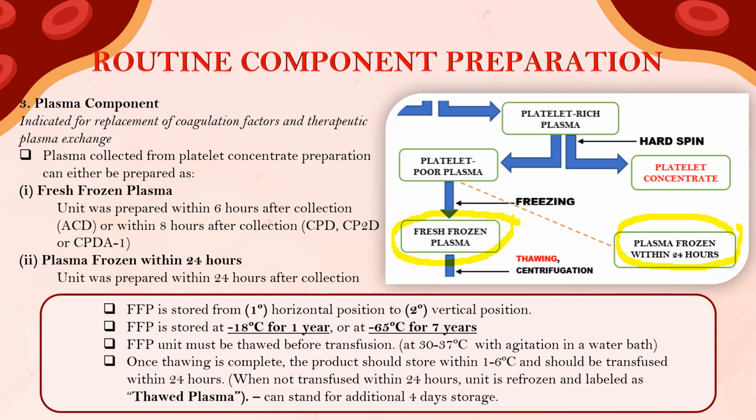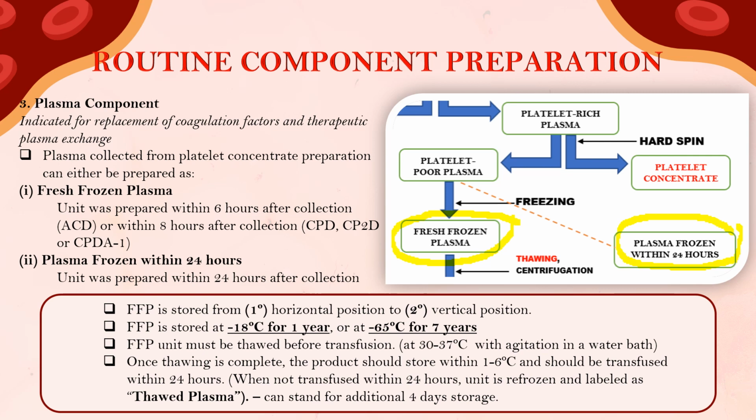And since FFP is basically a frozen component unit, it is self-explanatory that they must be thawed prior to transfusion. So thawing uses a 30 to 37 degrees centigrade heated water bath with agitation, and once thawing is complete, the product should be stored within 1 to 6 degrees centigrade and should be transfused within 24 hours.